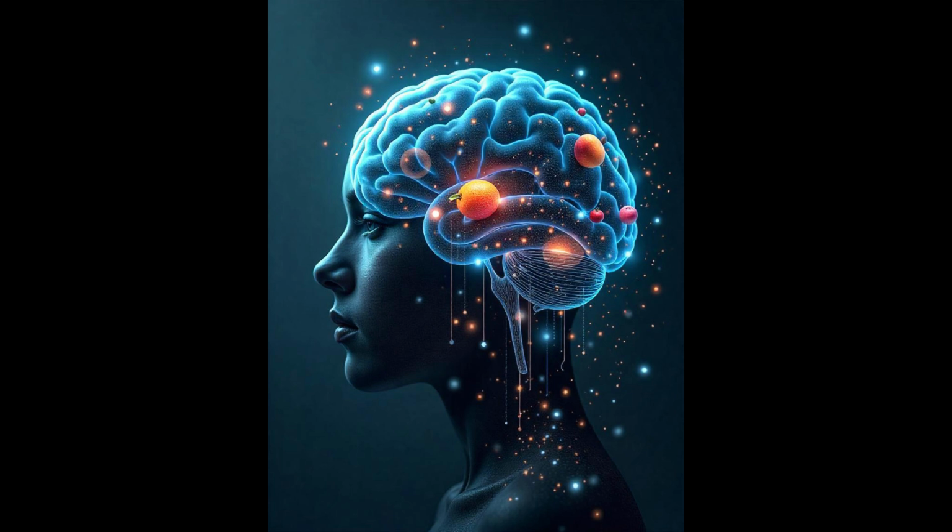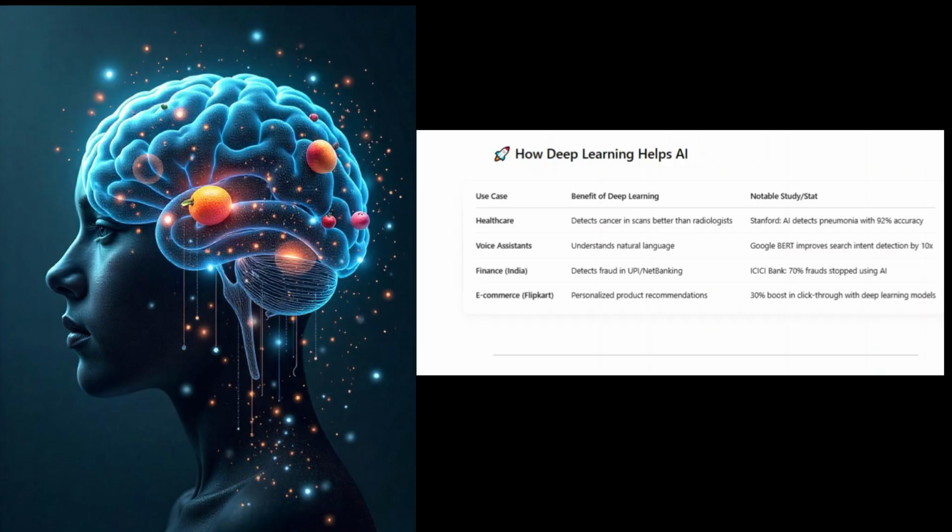How deep learning helps AI? Table: use case, benefit of deep learning, notable study stat. Healthcare: detects cancer in scans better than radiologists. Stanford: AI detects pneumonia with 92% accuracy. Voice assistants: understands natural language. Google BERT improves search intent detection by 10x.